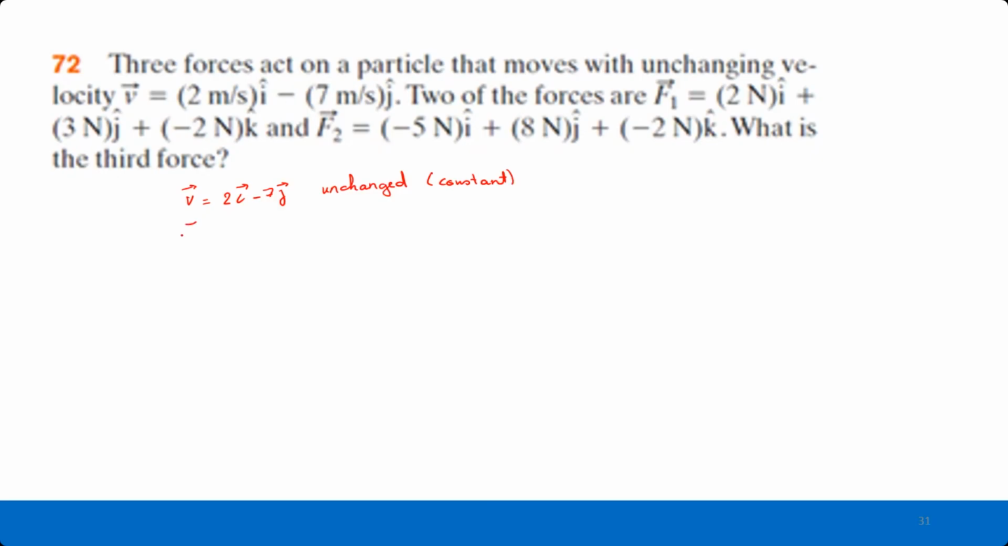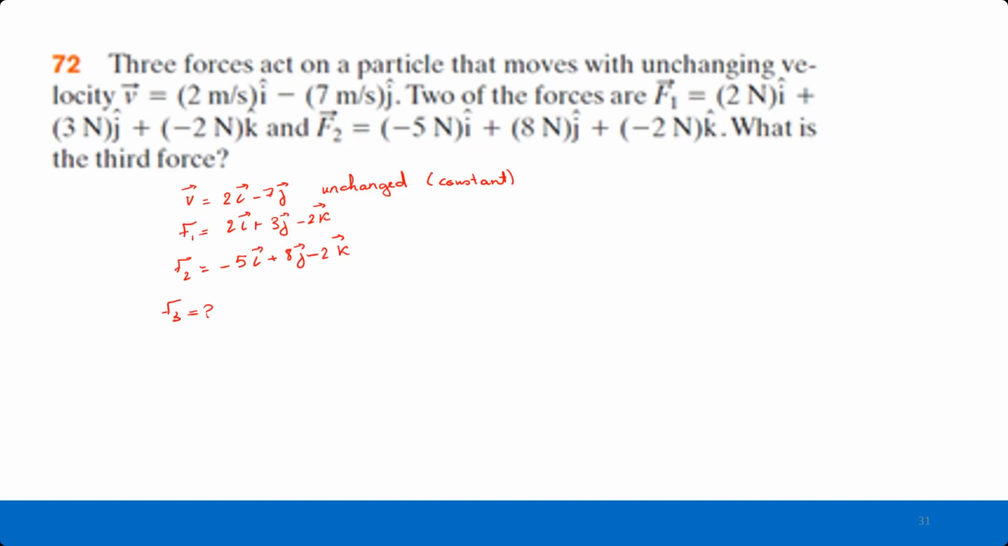The forces are F1 equals 2i plus 3j minus 2k, and F2 is minus 5i plus 8j minus 2k. The question is, what is the third force?